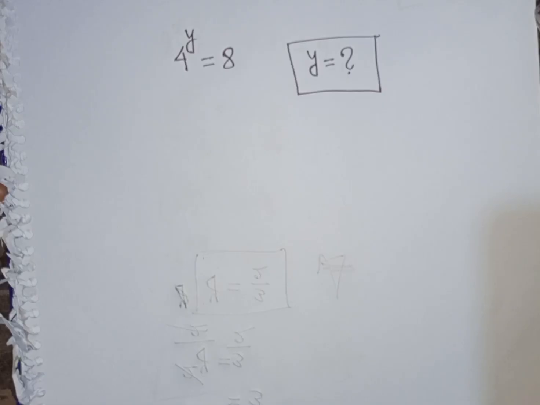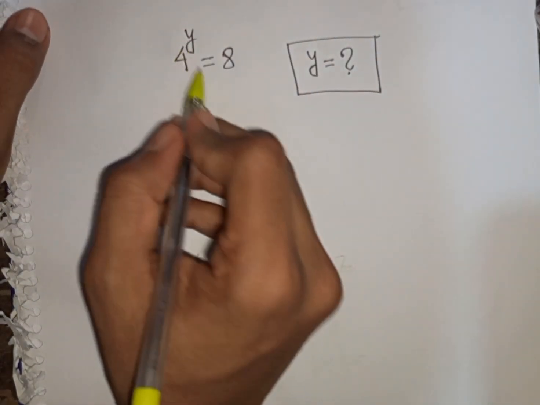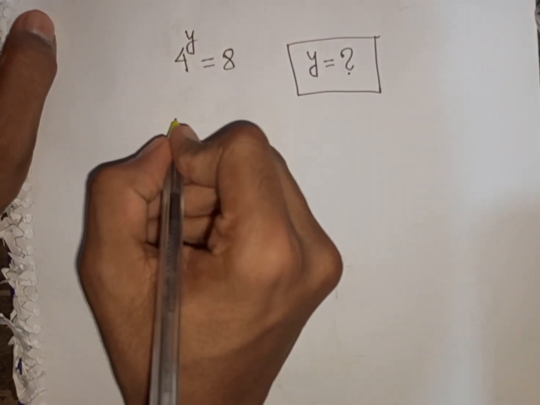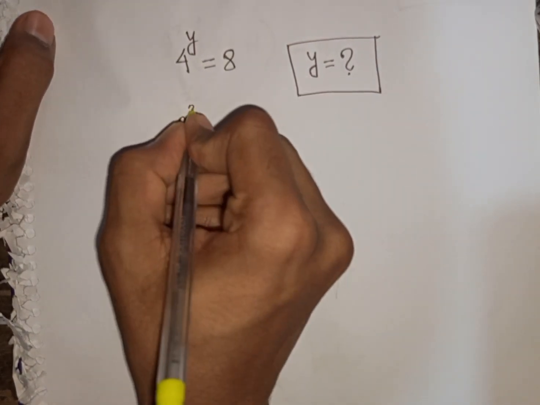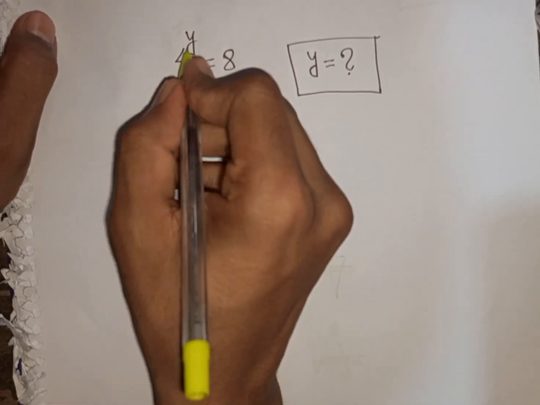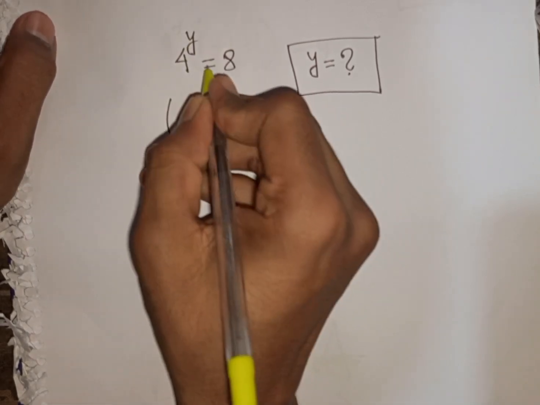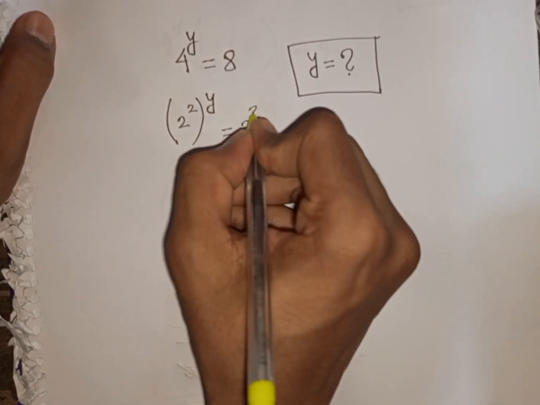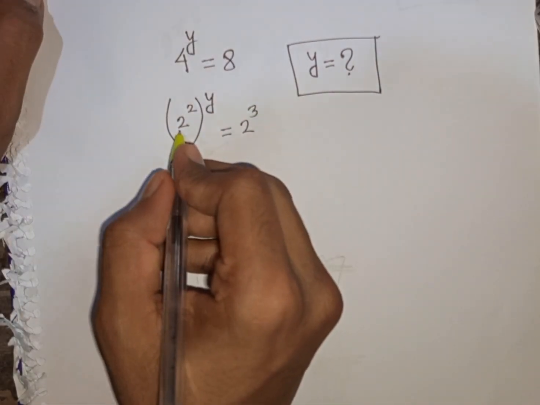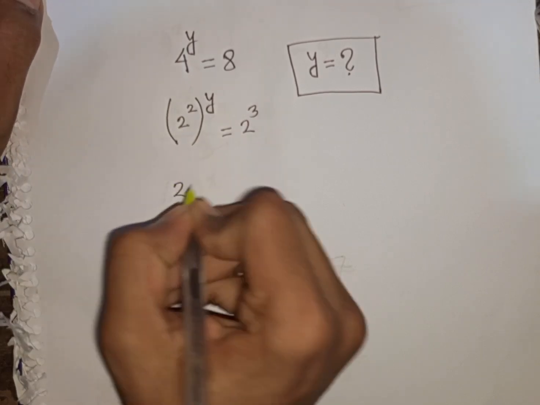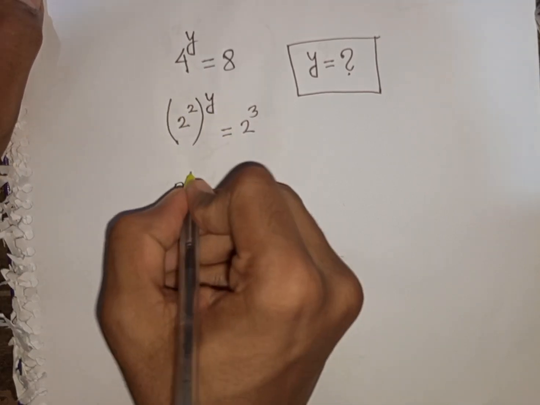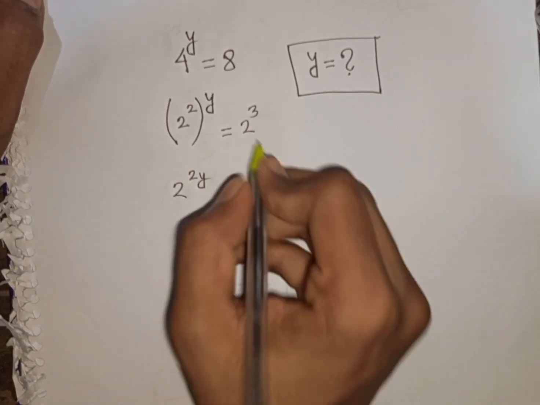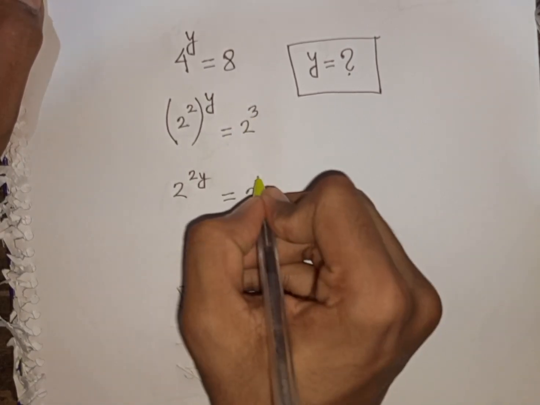So this is our how to solve 4 power y is equal to 8. Find the value of y. So 4 power y is same as 2 power 2, then bracket power of y is equal to 8, which is same as 2 power 3. Now we can write here 2 power of 2 times y, that means it will be 2y, then is equal to 2 power of 3.